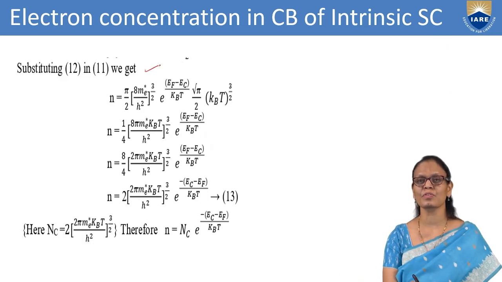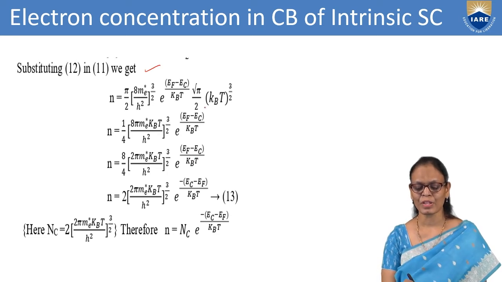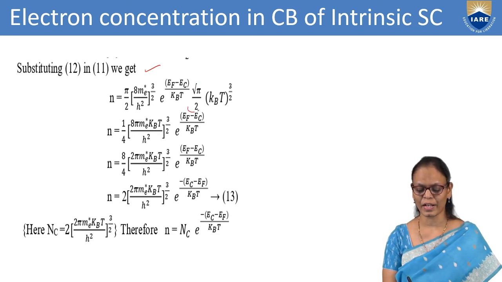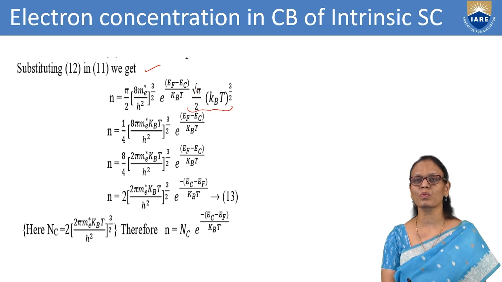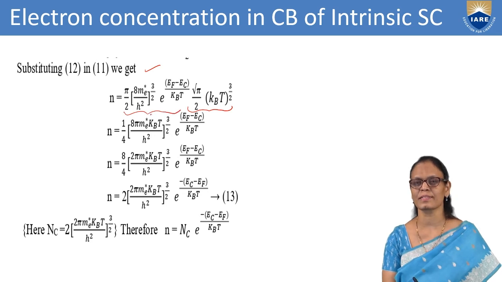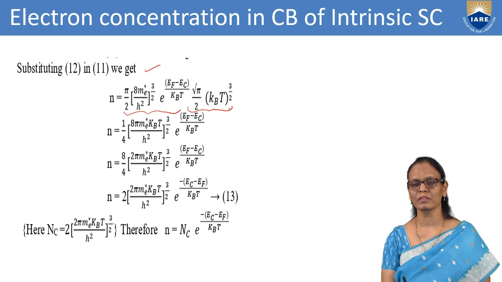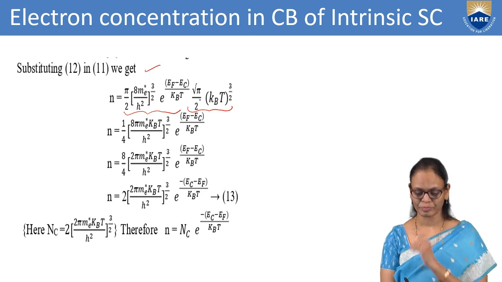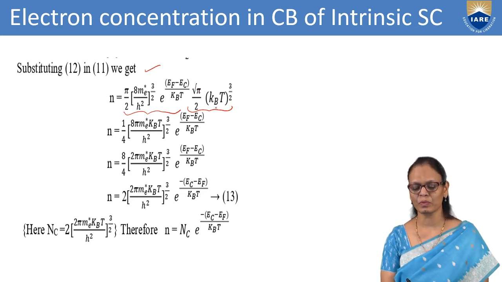So on substitution of 12 in 11, in case of the integral, we are going to substitute root pi by 2 kBT power 3 by 2. So all this is what we had as a constant, and now we have substituted after integrating, we are getting root pi by 2 kBT power 3 by 2. Now I will simplify these terms. I will combine, rearrange and write.